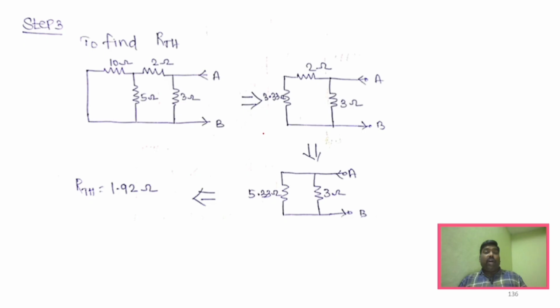Now we need to find out RTH. For RTH, you will remove the voltage source as well as the load resistance. Now what happens? These two will become parallel, right? And then this will be added with the 2 ohm resistor, right? And now this becomes 5 ohm, and these two will become parallel. And if you solve, we obtain the RTH, right? And now after obtaining RTH, we know what the VTH value is as well.